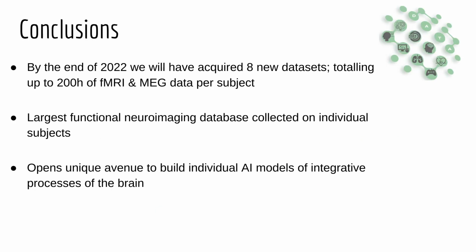So in conclusion, by the end of 2022, we'll have acquired 8 new data sets totaling up to 200 hours of fMRI and MEG data per subject. This will make us the largest functional neuroimaging database collected on individual subjects. And what we hope is that this is going to open a unique avenue to build individual AI models of interactive processes of the brain.